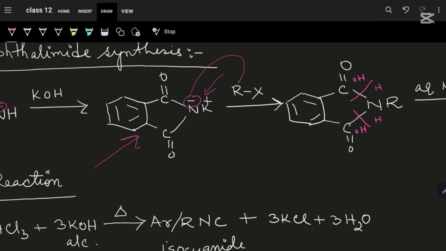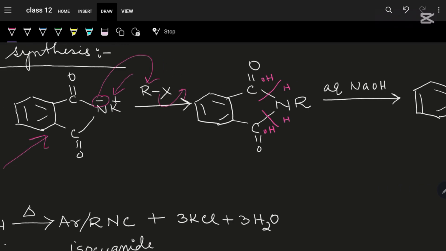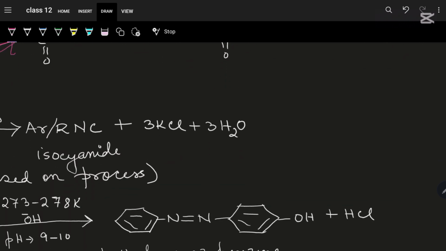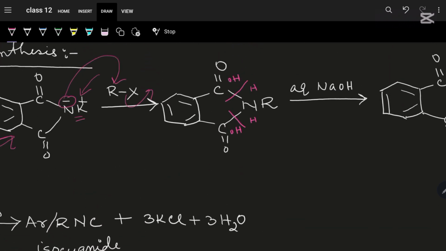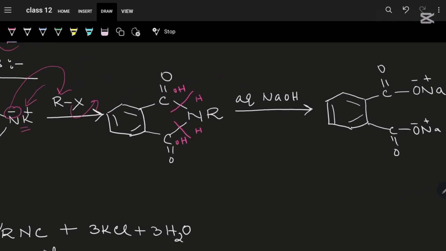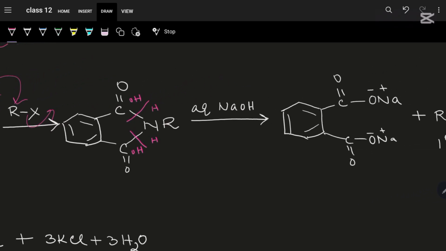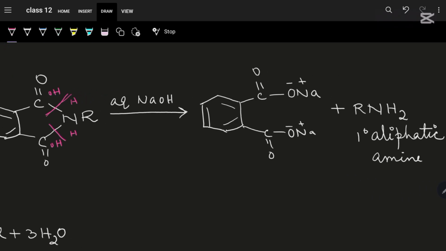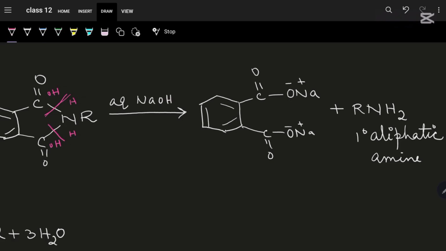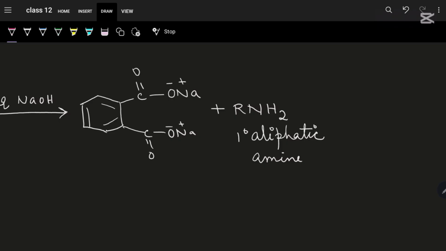Now this is attacking over the substrate and you get R coming over here. So this is the alkyl substituted product, which undergoes hydrolysis, and if you give aqueous NaOH, it breaks down in this manner. So the manner which I have said, nitrogen is holding H and the other end is having OH. So you get OH getting converted to ONa, and this is the sodium salt of phthalic acid, and you get RNH2, which is a 1 degree aliphatic amine.